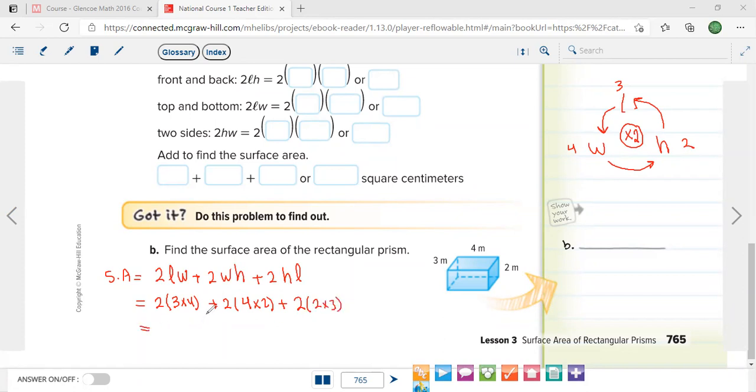Of course, according to the PEMDAS rule, we finish multiplication first, then we do the addition. 3 by 4, 12 times 2, 24. 4 times 2, 8. 8 times 2, 16. 2 times 3, 6 times 2, 12. 24 plus 16 is 40, plus 12, 52. 52 what? Meter squared, because this is an area. Surface area, it's an area. So squared units.